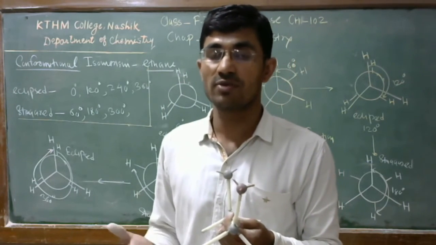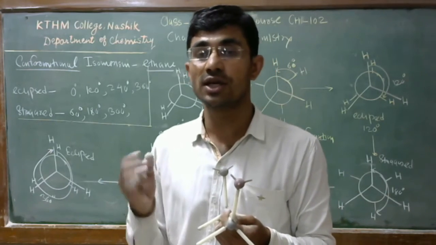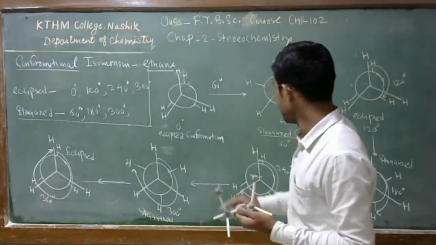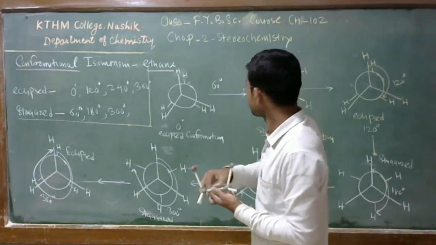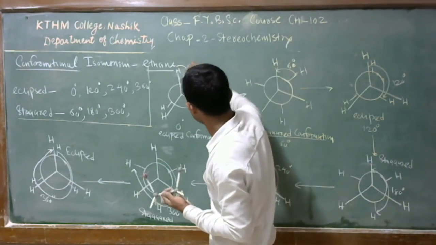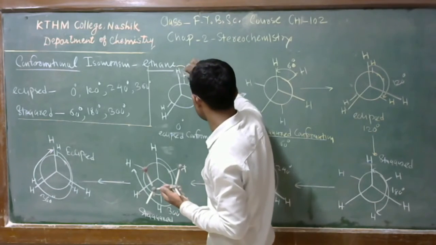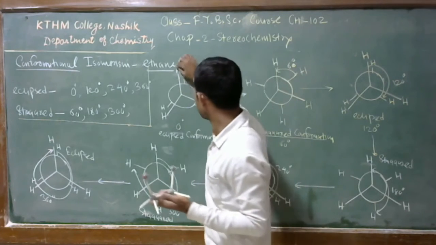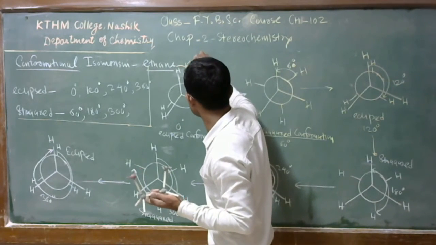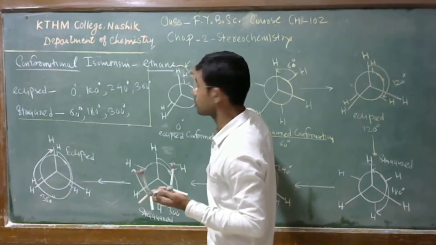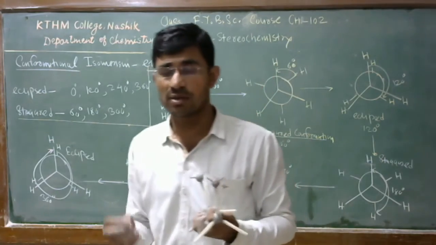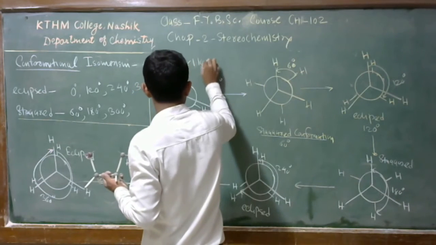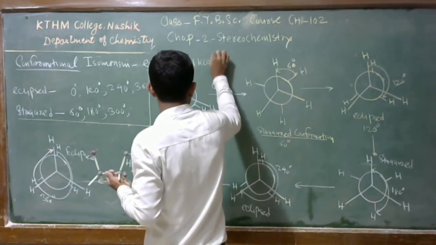So this conformation has the energy 3 kilocalorie per mole. Here in the eclipse conformation, this neighboring hydrogens show an interaction. So this shows an eclipsing kind of interaction. Each hydrogen's eclipsing interaction is 1 kilocalorie per mole.